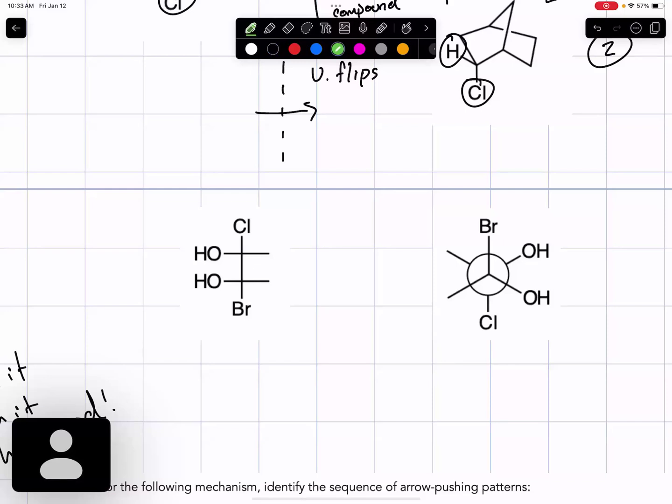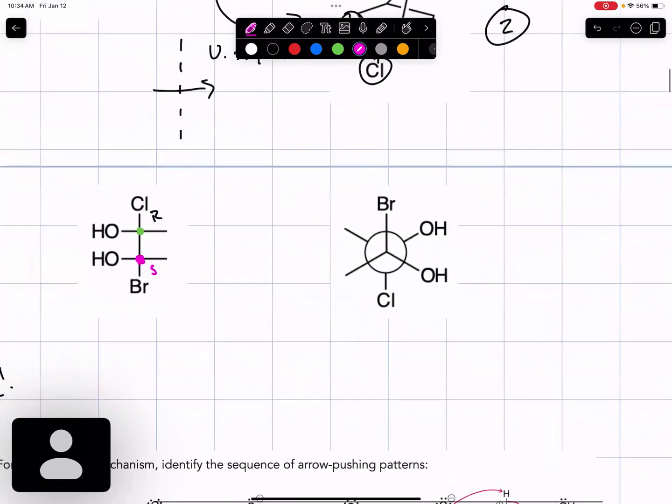So if we assigned, let's do chlorine in green and bromine in pink. If we assign the first stereocenter, just for the sake of quickness, we're going to get R. And for the second stereocenter, we're going to get S, right? Not too bad. How about for the Newman projection?